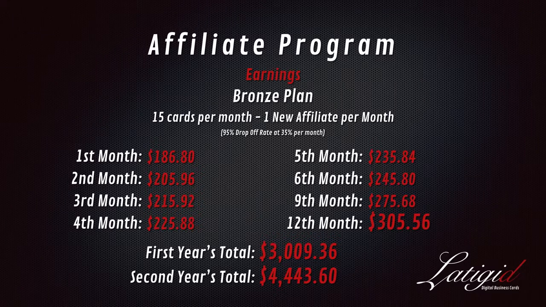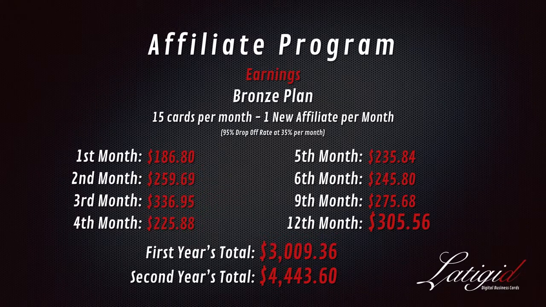You might think, why in the world would I want to do that? Because first of all, the bronze plan is more expensive, and I have to sign up a new affiliate every month, and I'll make less money. Well, this is where residual income starts to come into play. So if we look at the second month, instead of $205, you'll make $260. So now you can see all of a sudden that makes a difference. Instead of the third month, $215, you'll make $336.